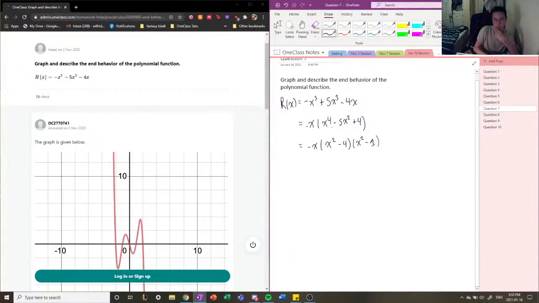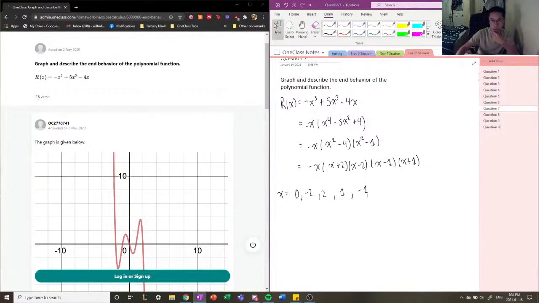Okay, you can pause the video and see that these are the factors of this term here. And we recognize that these are differences of squares, so we can further factor this to be negative x times (x plus 2) times (x minus 2) times (x minus 1) times (x plus 1). Okay, so we found our zeros, and our zeros are x equals 0, negative 2, 2, 1, and negative 1. So now that we have found our zeros, we can plug them in here.